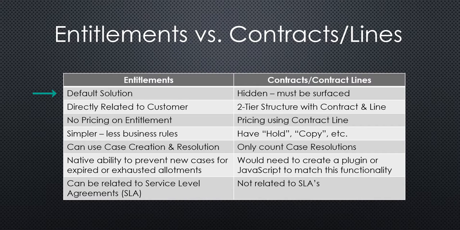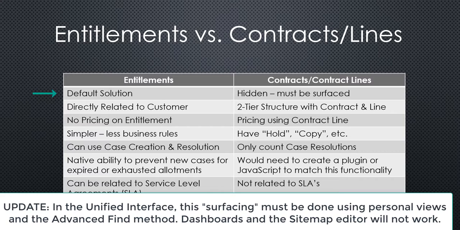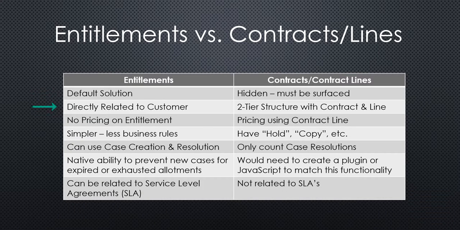For many years, contracts and contract lines served that purpose. They are still there, contracts and contract lines. They're just sort of hidden, and they need to be surfaced into the interface to allow people to use them and manage them. Entitlements are directly related to the customer in a relatively simpler and flatter structure. So there's no two tiers or anything like that. There's just simply entitlements, and they're related directly to the customer.